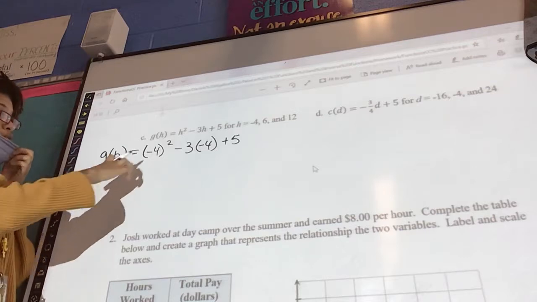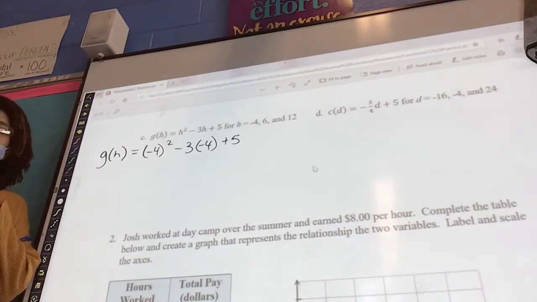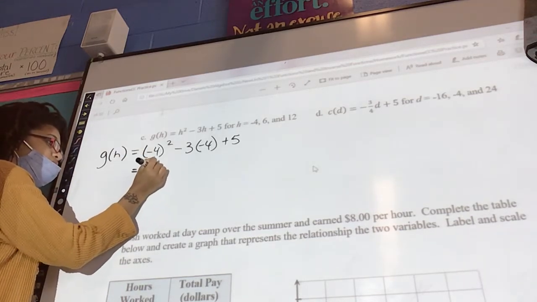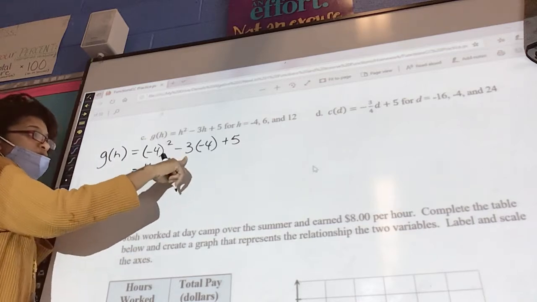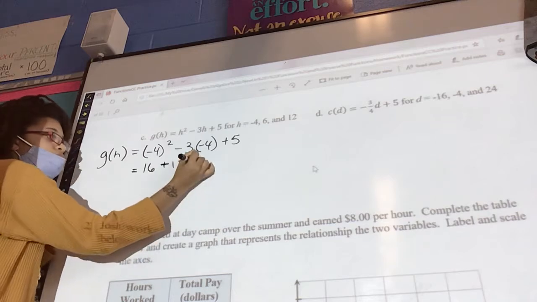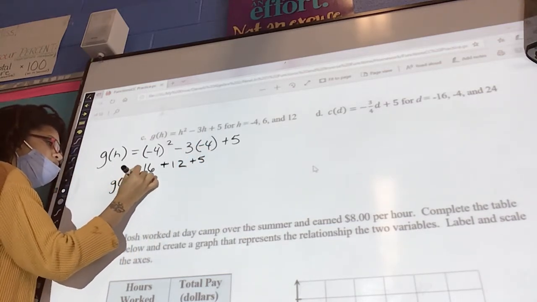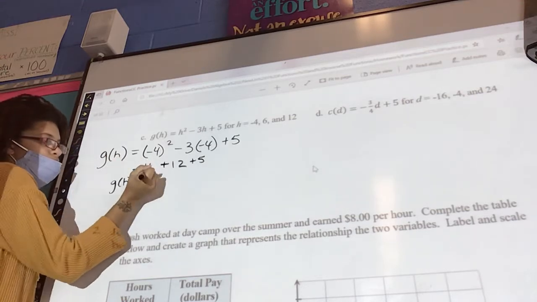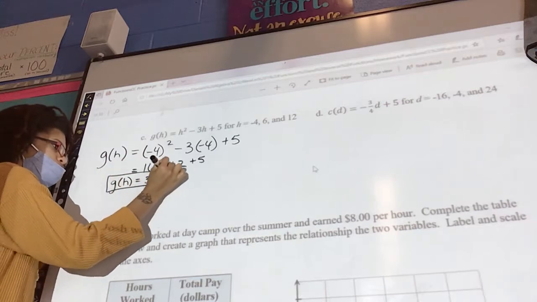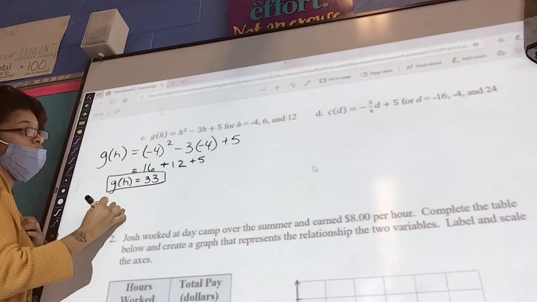Your calculator would do 4 times 4, which is 16, and then it would carry the negative. That would be incorrect. Negative 4 times negative 4 would be a positive 16. Then negative 3 times negative 4 is a positive 12 plus 5. And now you just combine like terms. Okay? So, we'll do one more of these.